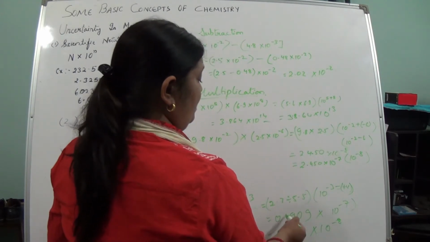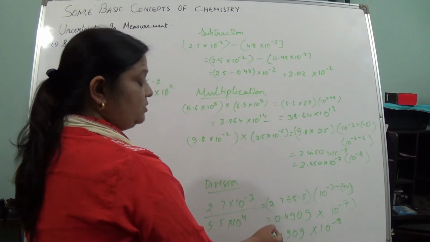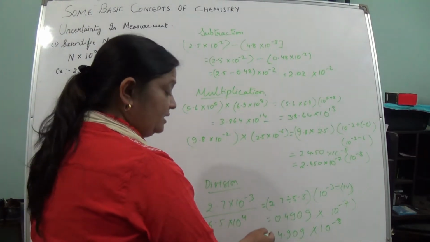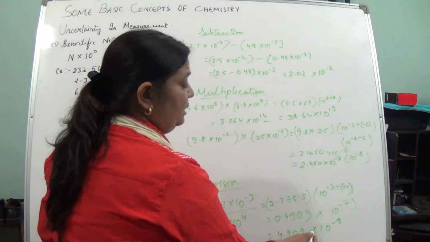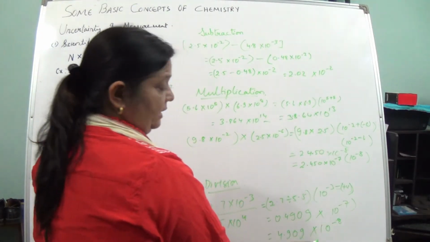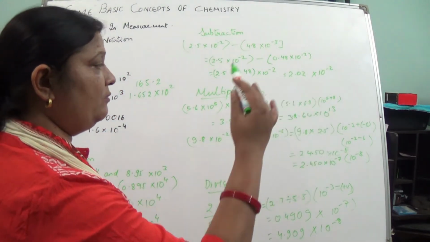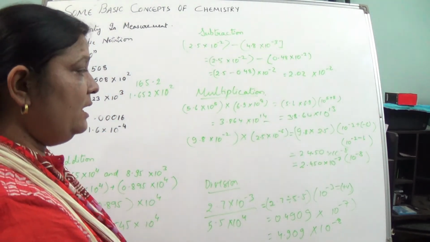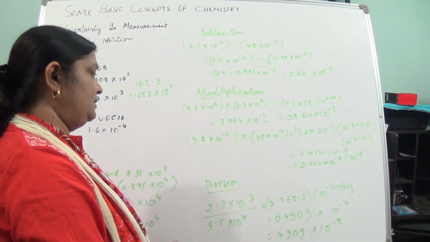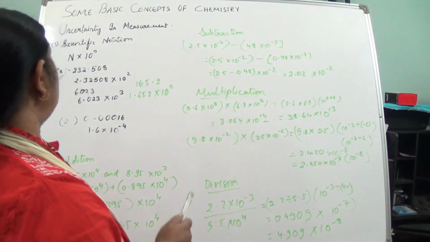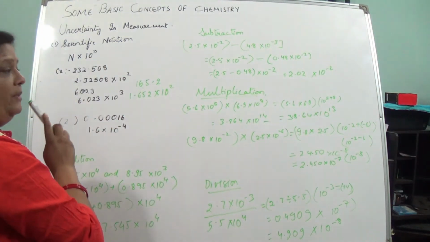And if we take it to the left hand side, we get 4.909 into 10 to the power minus 8. I told you, if you go to the right hand side, the number will be decreasing. If you go to the left hand side, the number will be increasing. So this is all about scientific notation under uncertainty in measurement.